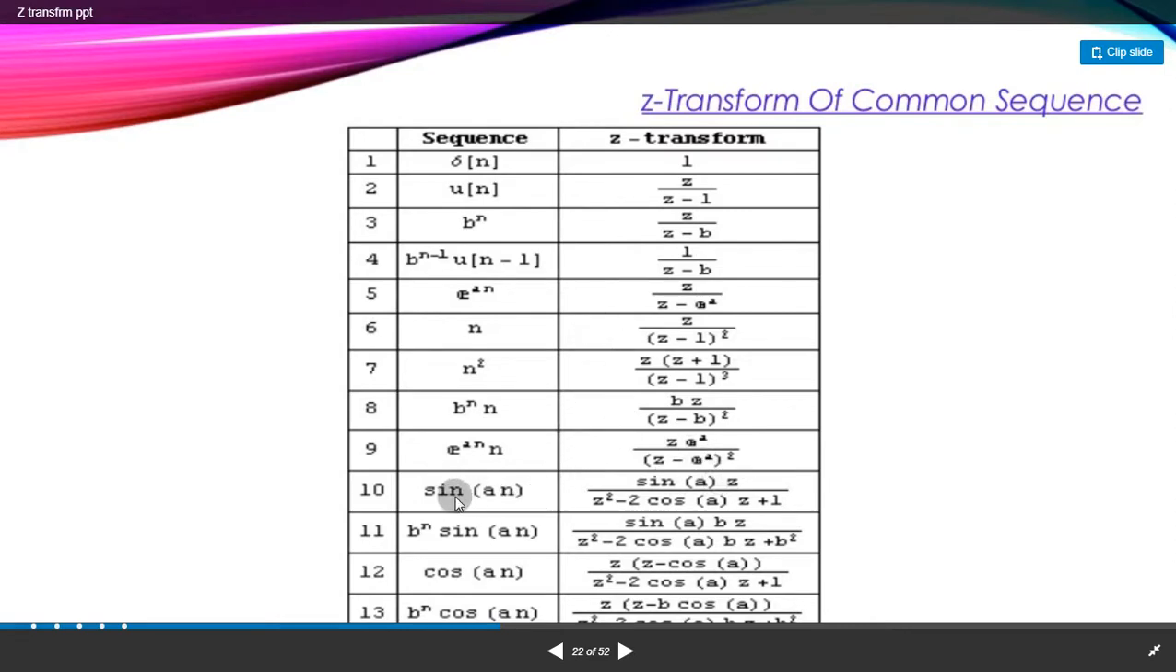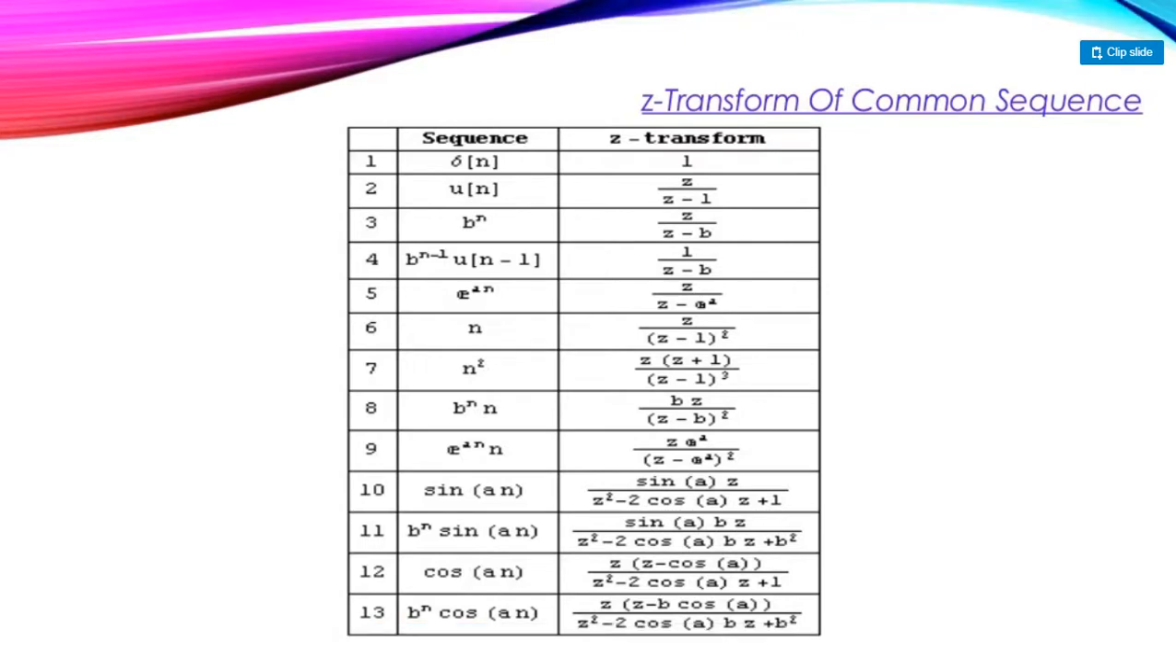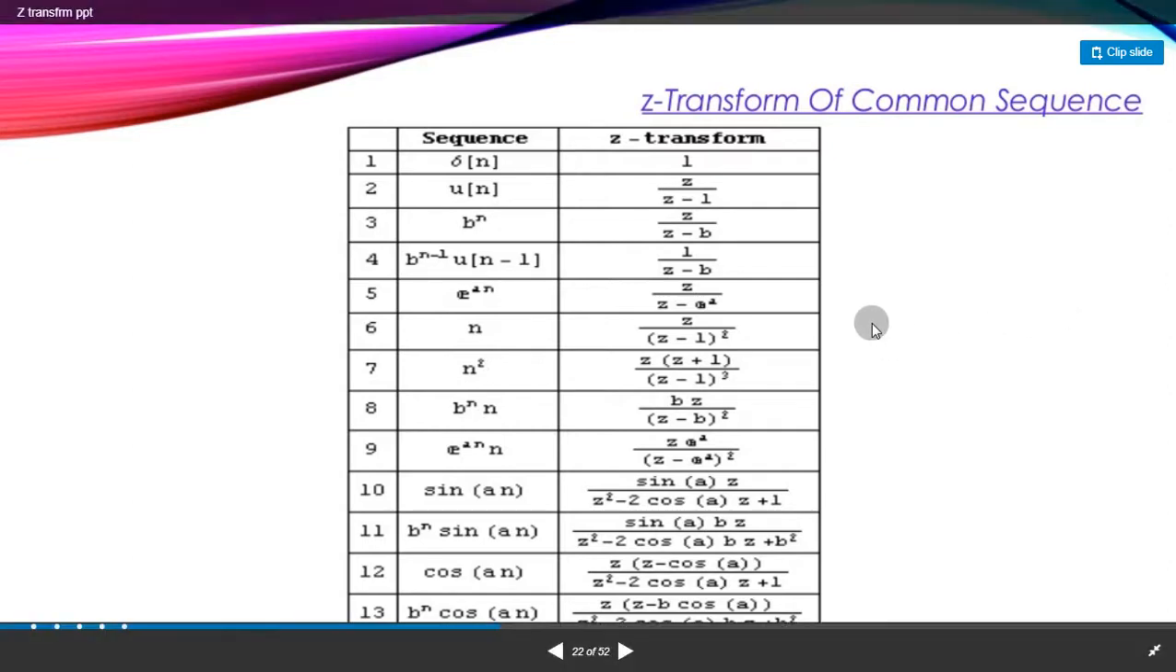Okay, so this way, sine a n is z sine a by z square minus 2 z cos a plus 1. b to the power n sine a n is b z sine a by z square minus 2 b z cos a plus b square. Cos a n is z times z minus cos a by z square minus 2 z cos a plus 1. And b to the power n cos a n is z times z minus b cos a by z square minus 2 b z cos a plus b square. These are the common Z transform sequences. Okay, so let's go to the next slide.